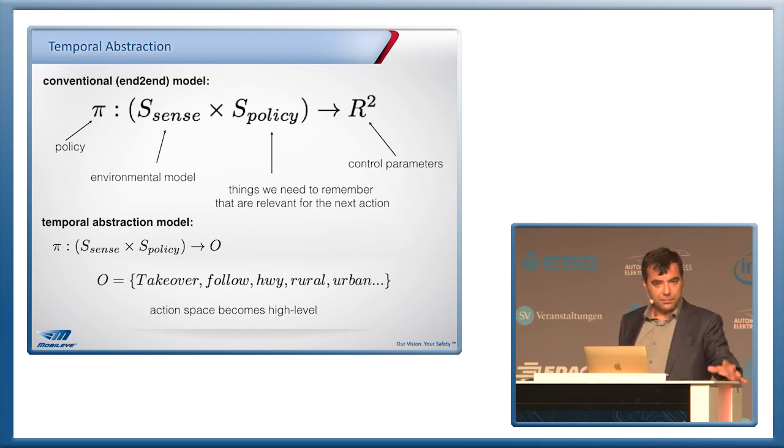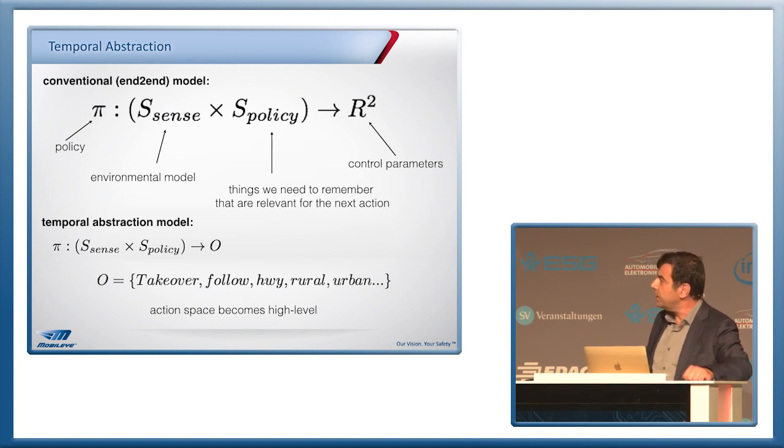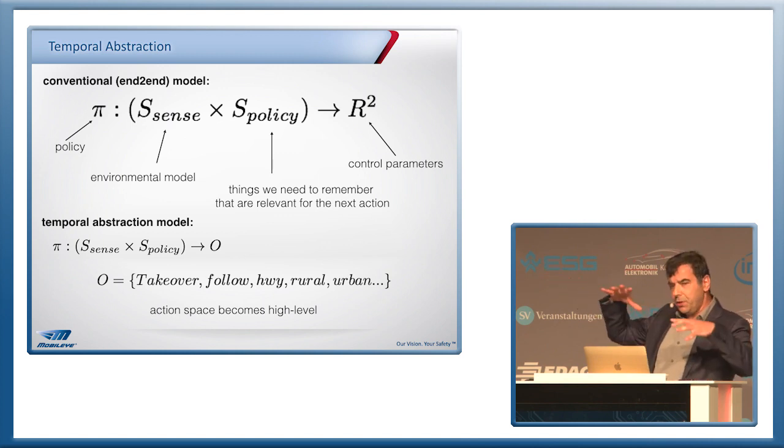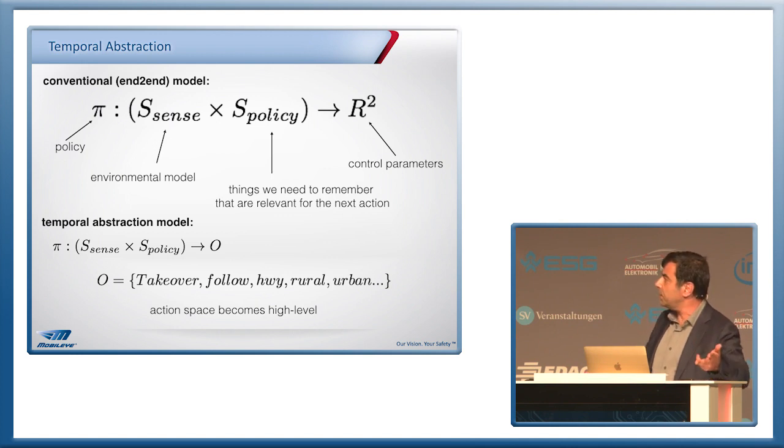This is not good. It means you are not breaking it down. Breaking it down is called temporal abstraction, which means that you are building a policy not directly to the control, but there are all sorts of, you can think of this also as a hierarchy. Are you on a highway? Are you on a rural road? Are you in an urban setting? Do you want to take over? Do you want to follow? So first you want to make this decision.